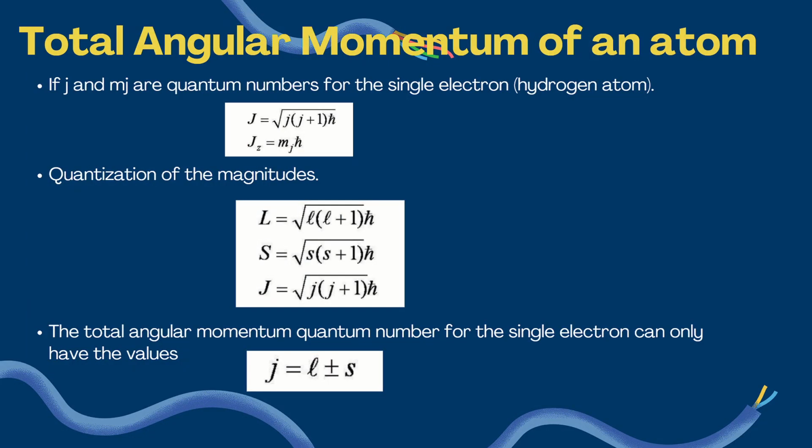The total angular momentum of an atom. If j and mj are quantum numbers for the single electron, that is the hydrogen atom, J equals root of j(j+1) h cross, Jz equals mj h cross. Quantization of the magnitudes: L equals root of l(l+1) h cross, S equals root of s(s+1) h cross, J equals root of j(j+1) h cross. The total angular momentum quantum number for the single electron can only have the values j equals l plus or minus s, that is j equals l plus s and j equals l minus s.